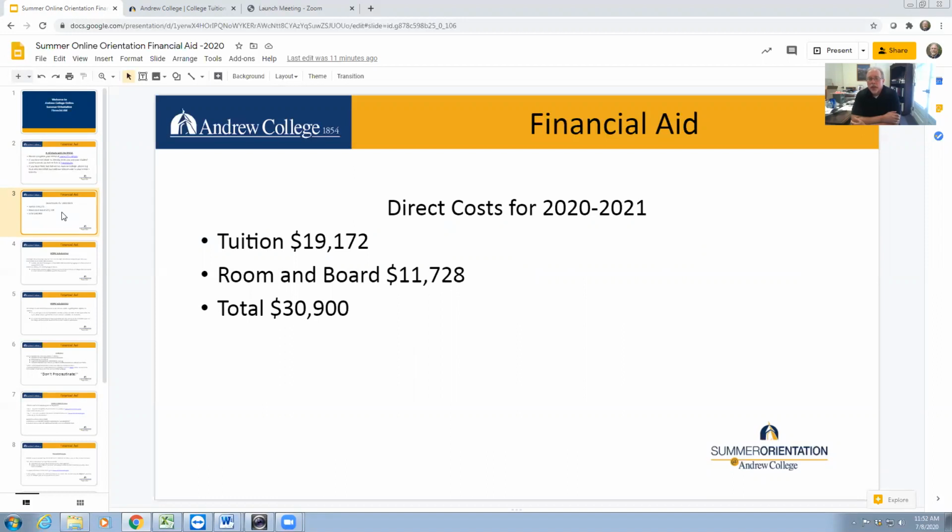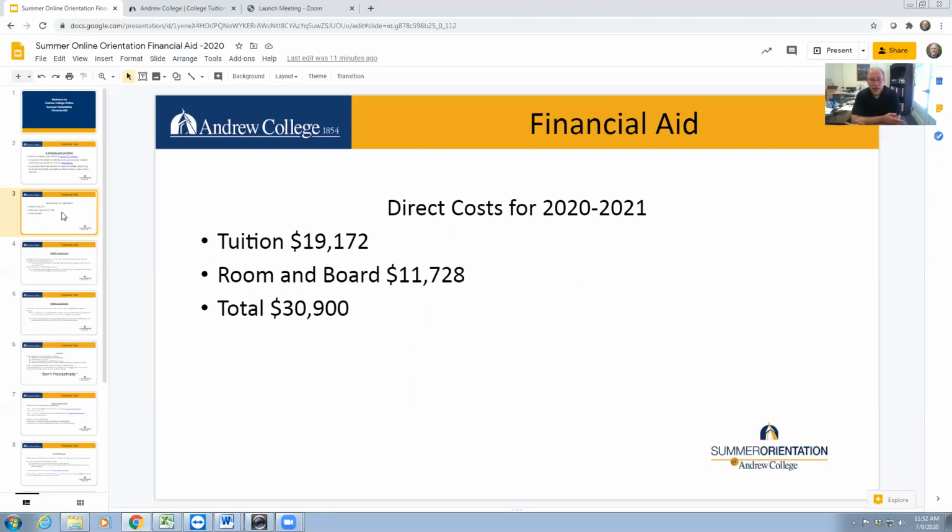Direct costs for the 2020-2021 school year. Tuition this year is $19,172. Room and board is $11,728 for a total of $30,900.